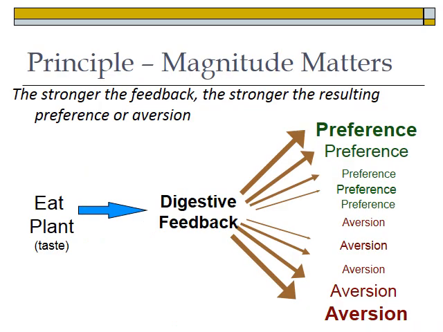And another thing that we know, another principle about preferences and aversions, is that the magnitude of feedback matters. The stronger the feedback, the stronger the resulting preference or aversion. So foods that are very satisfying and really have strong positive benefit, those are the kinds of foods you form a strong preference for. So for sheep, it's things that have lots of soluble carbohydrates and probably soluble proteins that hit their system very quickly.